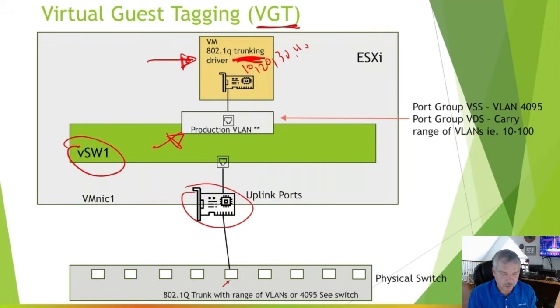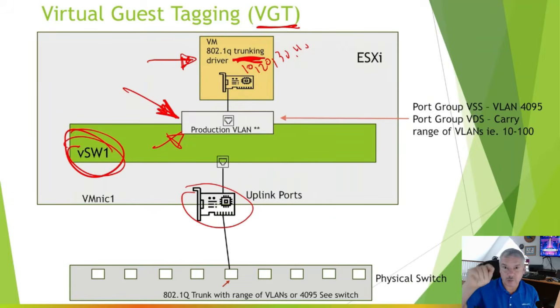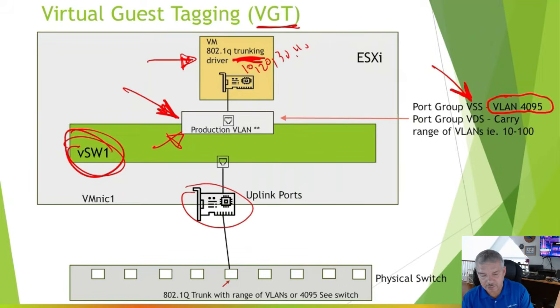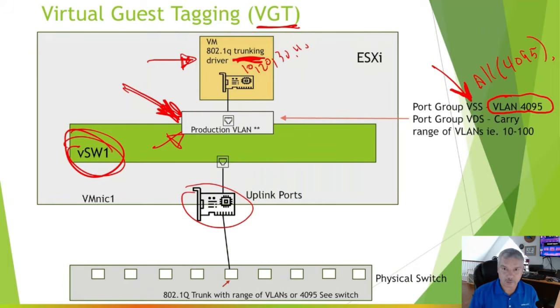Now, in order for this to work, the port group on the virtual switch has to be special. Remember we looked at the port group and we saw the VLAN? If it's a standard switch, I have to set it to VLAN 4095, which basically means all VLANs. So you select that, and then all VLANs will go through this port group. If it's a vSphere distributed switch, you have more granularity. I can specify the range. I can say VLANs 10 through 100. So you can specify that range if you want.